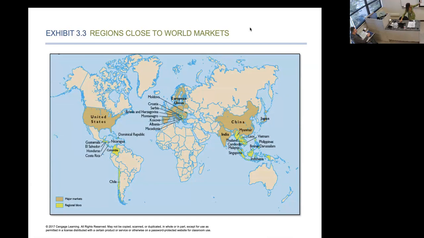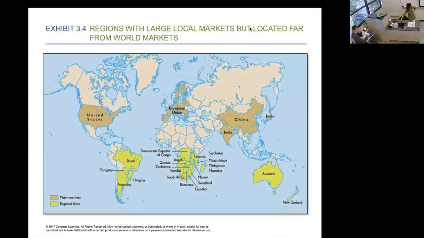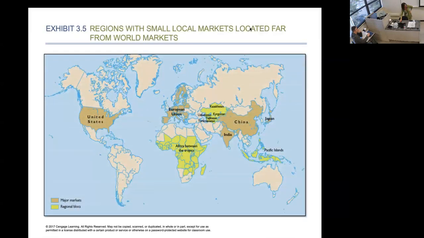So they're clustered regions, right? United States, China, India, Myanmar, and then the European countries. Those are the major markets. Here are the regional blocks. Here's Brazil, that part of Africa and Australia, and then we have another cluster here. I think we have, yes. Small local markets located far from the world markets.